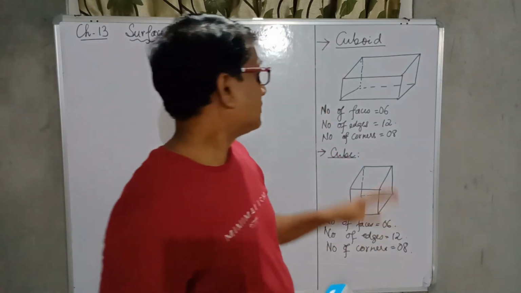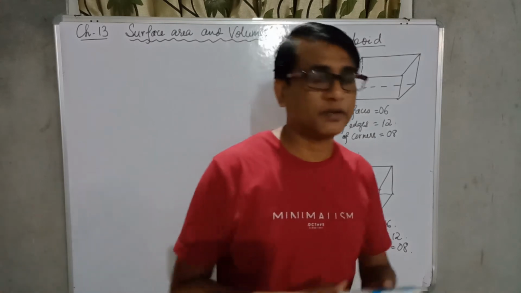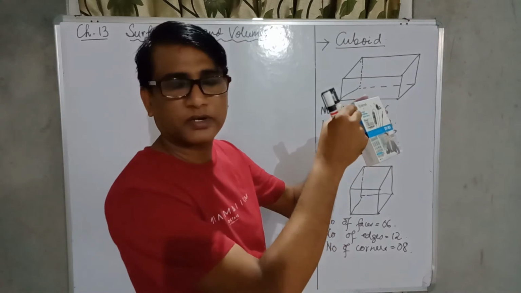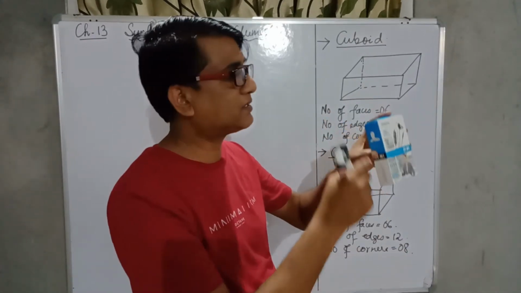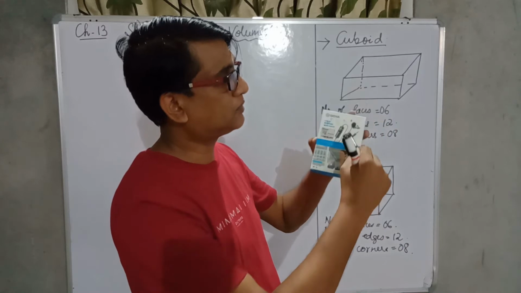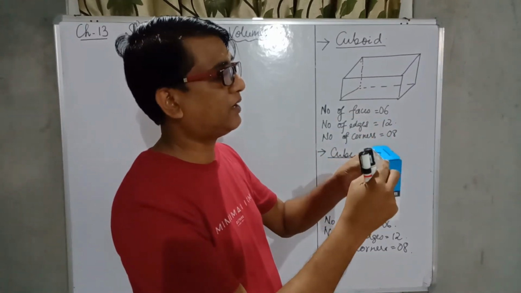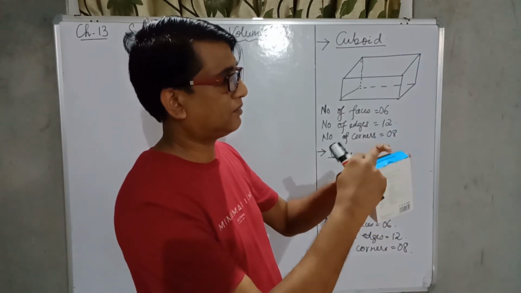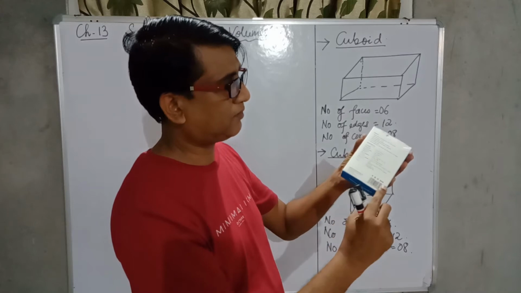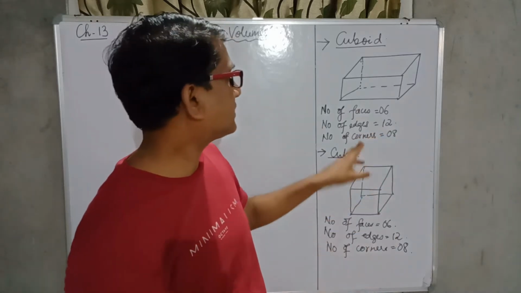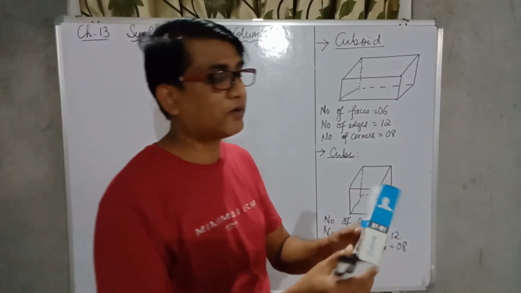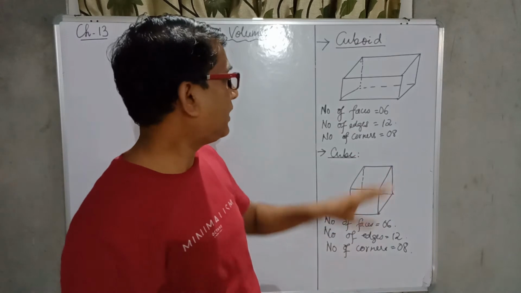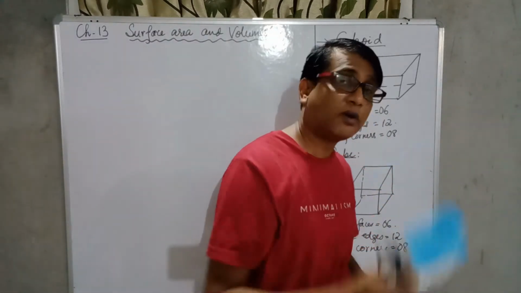Okay. So how many faces are there? 6 faces are there. And the line joining two faces is called an edge of this cuboid. How many edges are there? 1, 2, 3, 4. Then 5, 6, 7, 8, 9, 10, 11, 12. How many total edges are there? 12. How many corners are there? 1, 2, 3, 4, 5, 6, 7, 8. 8 corners are there. Now this is called a cuboid.